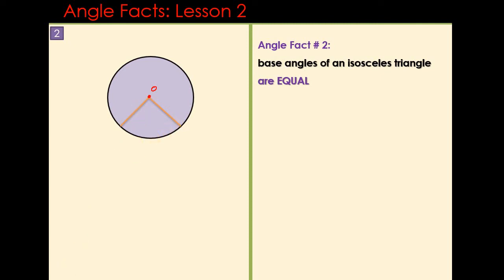Now let's complete this as a triangle. Well, so far we know that all the radii in a circle are equal. So the safe thing to do is put a dash on this line and a dash on this line as well, indicating that these two lengths, these two sides, in other words, have the same length. And if that's the case, then the base angles, this angle here and this angle here, are actually equal.